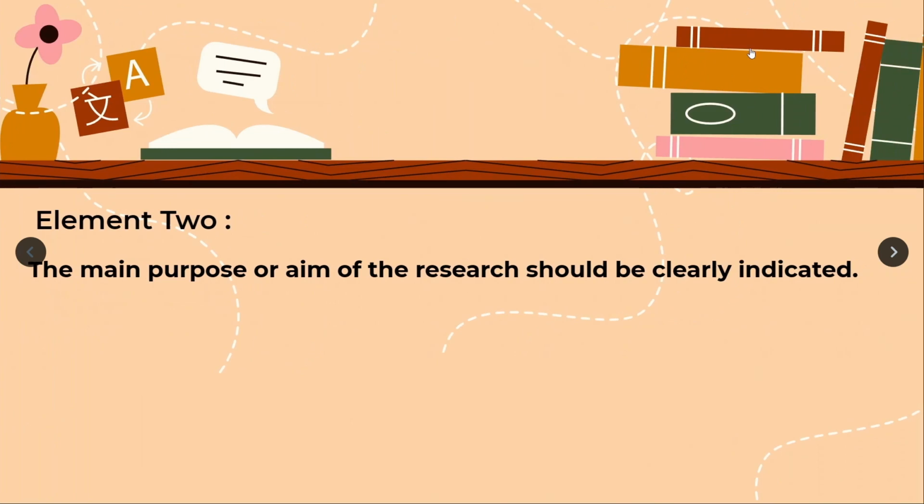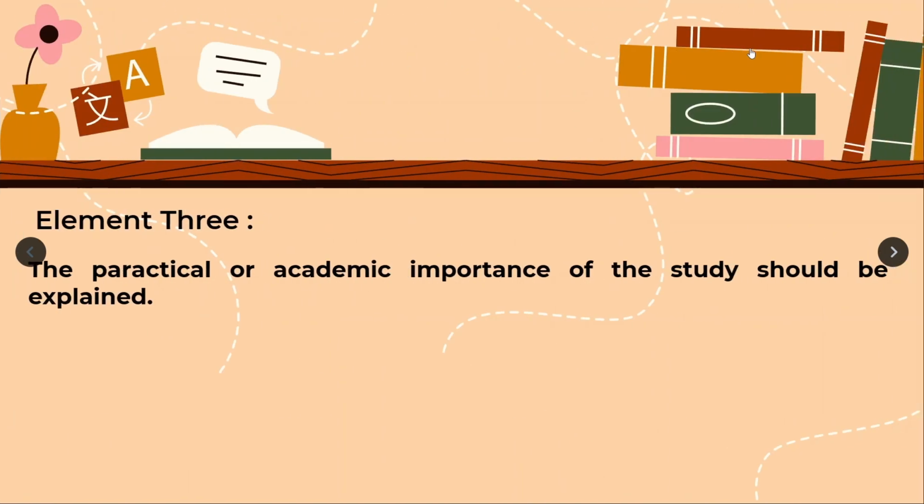And we have element 2, the main purpose or aim of the research should be clearly indicated. That's usually the second sentence. So I'm going to provide an example now, but I want you just to think about it that the first sentence is usually the problematic, the second sentence could be the problem, the third sentence should be the purpose or the aim of this research. Element 3, the practical or academic importance of the study should be explained. Well, for this element, sometimes you find it with the first one, sometimes you find it with the second sentence, sometimes you don't find it at all, but it can be implicitly understood.